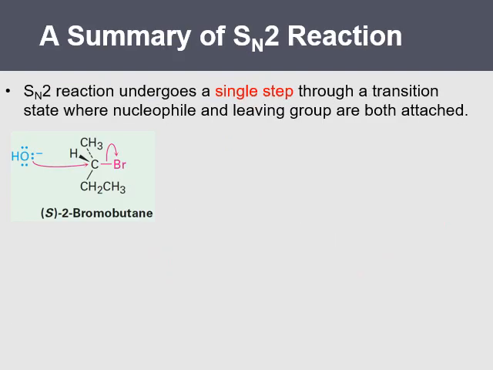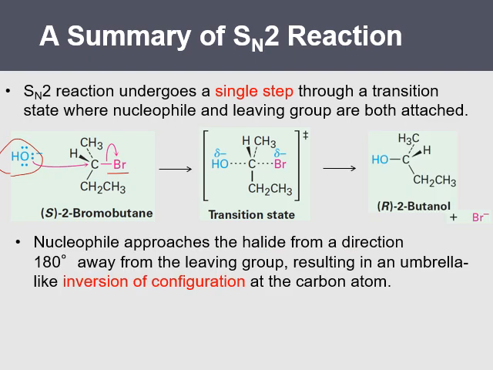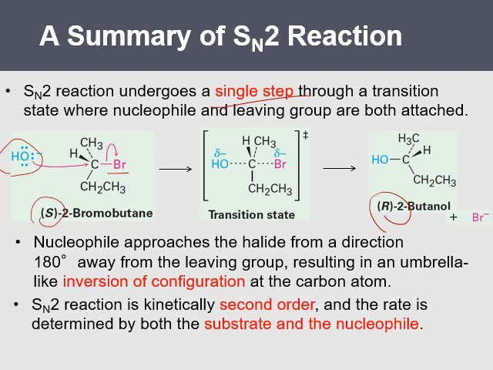Let's summarize the SN2 reaction. In an SN2 reaction, a nucleophile directly attacks the carbon on the back of the halide through a transition state and forms the product. The reaction is a single-step reaction, and the product is a complete inversion of configuration compared to the reactant. In an SN2 reaction, both reactants, the nucleophile and the alkyl halide, are important, and it's a second-order reaction, and that's why it's called an SN2 reaction.